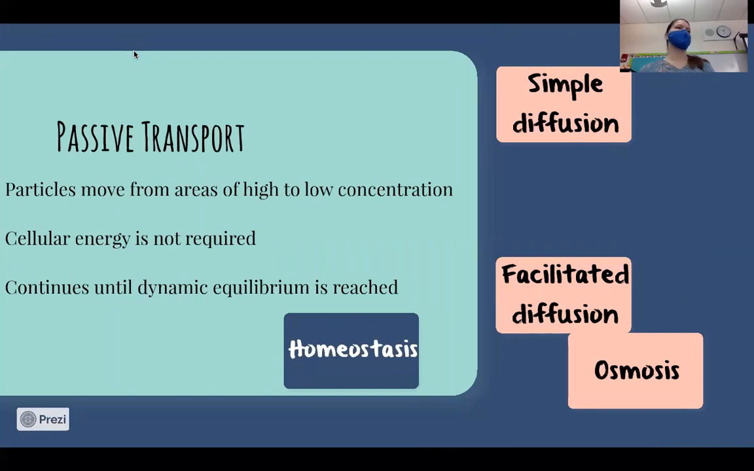Number 1, particles are always going to be moving from areas of high to low concentration. They do that anyway, which means that energy is not required to be added by the cell. And this is just going to keep on keeping on until you reach a stage of dynamic equilibrium, at which point there is no longer net movement.